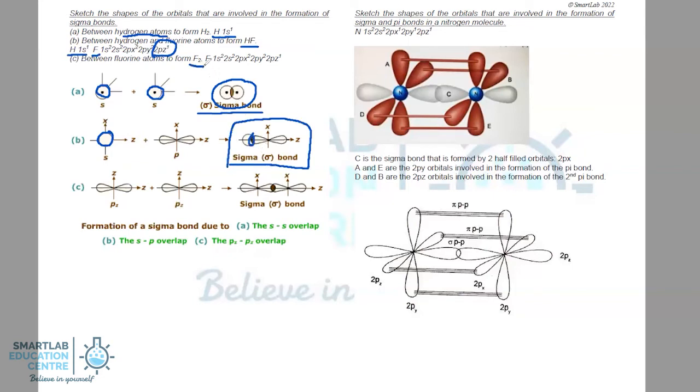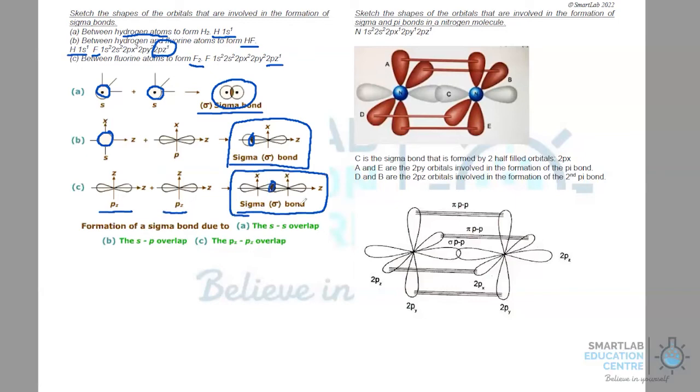Finally, if you look at the example of F2, both fluorine atoms have one half-filled p orbital. So both p orbitals will come together with a head-on overlap, giving rise again to a sigma bond and also a single shared electron density.